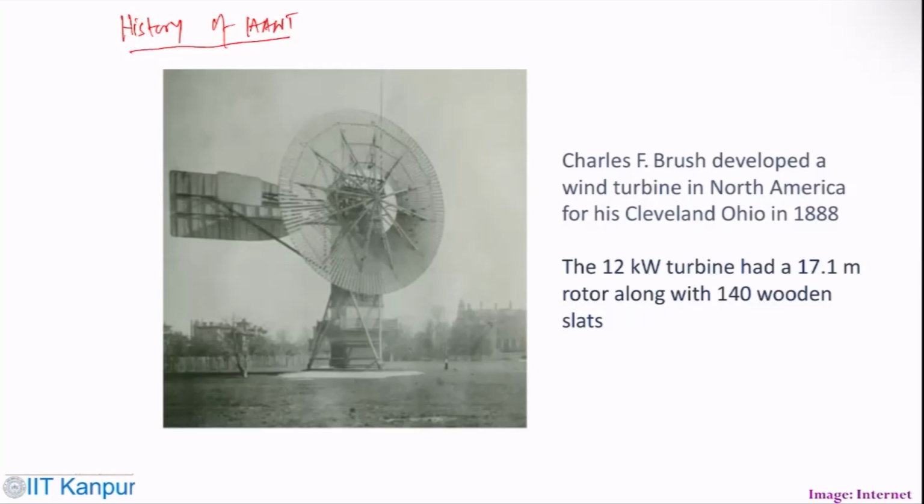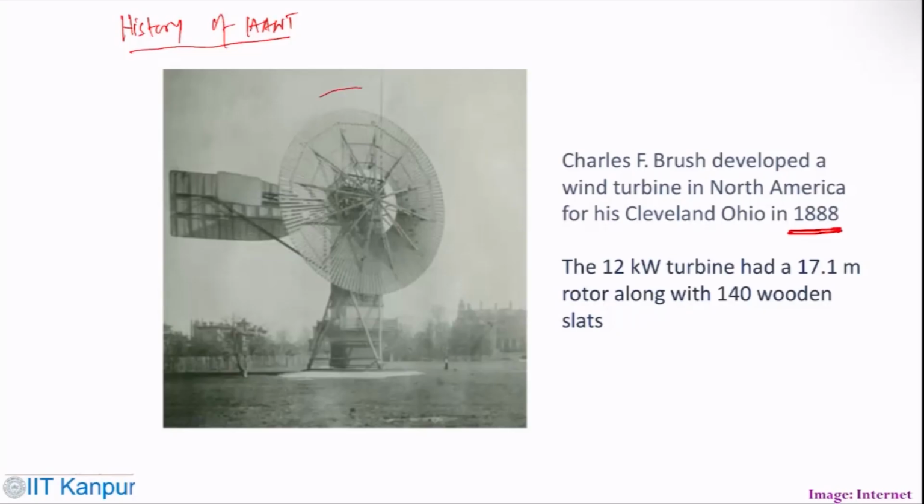Okay, so this is what Charles Brush developed. This is a wind turbine in Ohio, North America, 1888. The 12 kilowatt turbine had a 17 meter rotor along with 140 wooden slats.